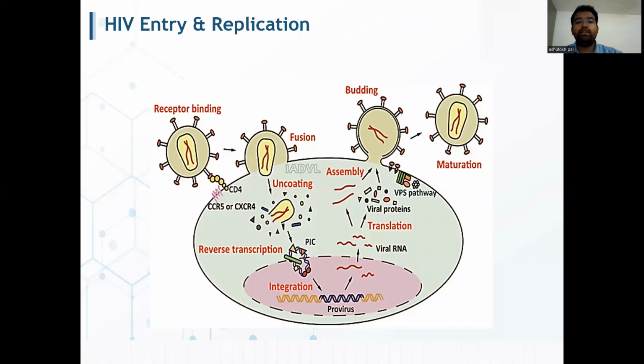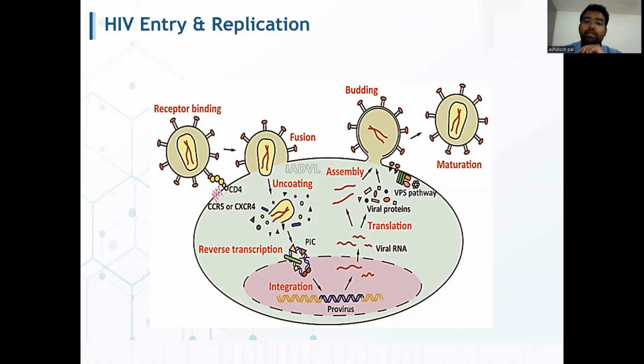Receptor binding takes place between the CD4 receptor, CCR5 and CXCR4, along with the virus's glycoproteins. It uncoats the genetic material and the enzymes. Reverse transcriptase forms DNA from RNA. Integration of the genetic material into the genome of the cell takes place, which is called the provirus. By transcription and translation, viral RNA is formed, which translates viral proteins.